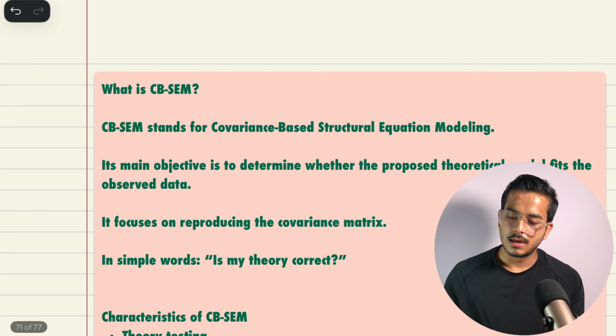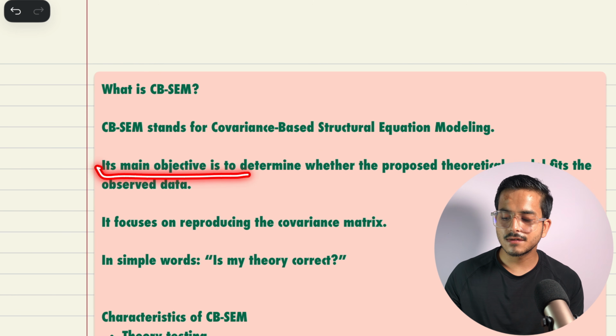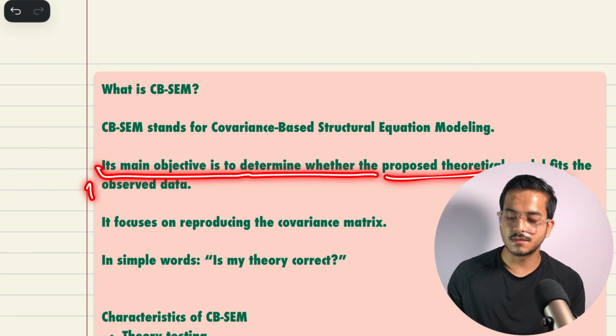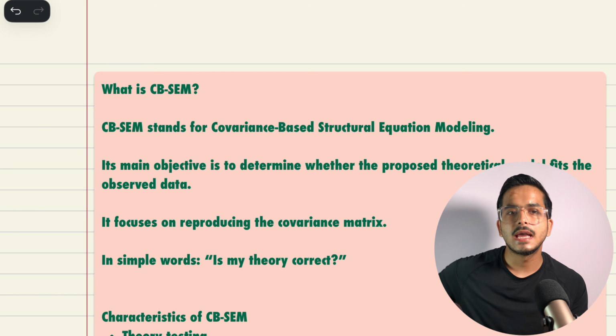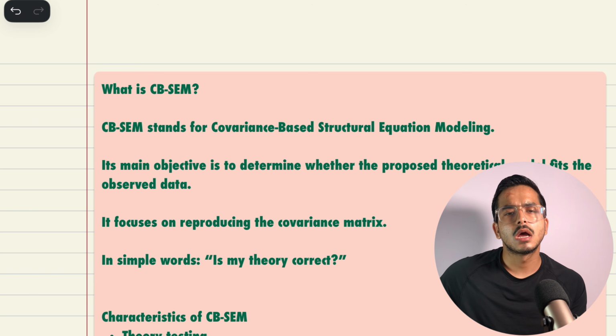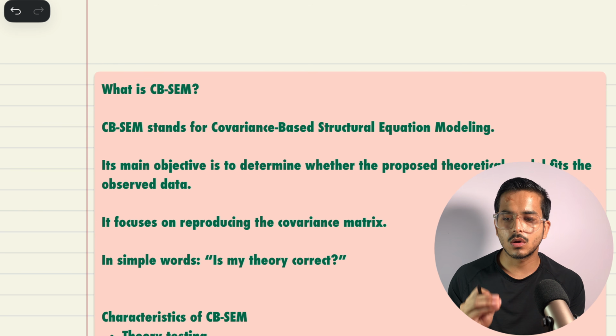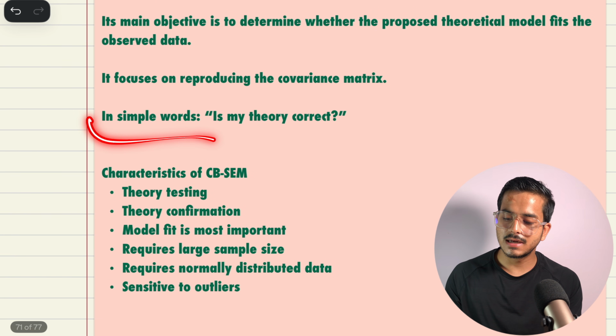Now, what is CB-SEM? It stands for covariance-based structural equation modeling. As I told earlier, the main objective is to determine whether the proposed theoretical model fits the observed data. It means there is a theory that has been previously published, and what we have to see is whether our collected data fits that theory or not. It's just like confirmatory factor analysis, which I made a video on, where we confirm whether the items we have taken from previous studies apply to our current study or not. So it's not exploring, it's confirming. In simple words, it asks: is my theory correct?